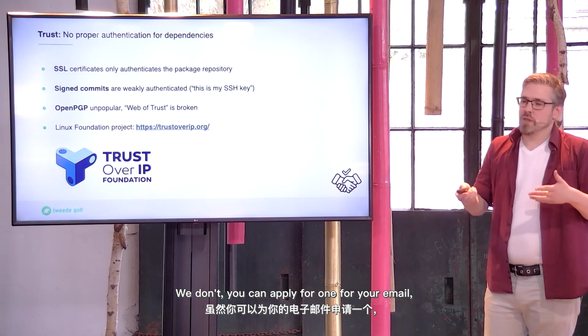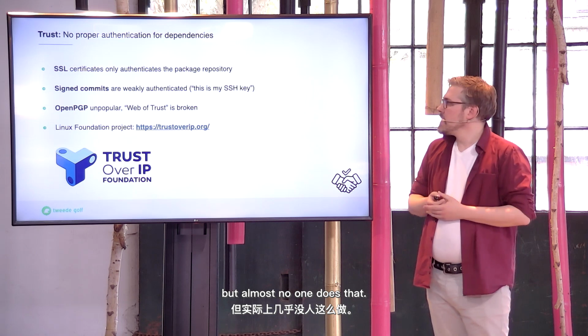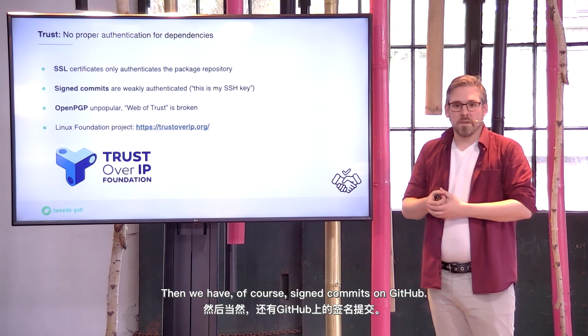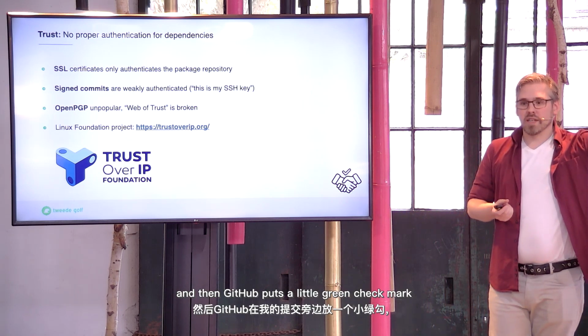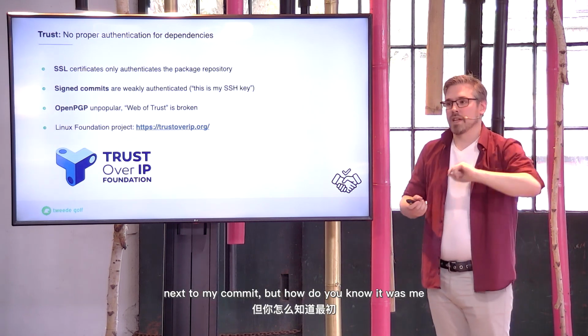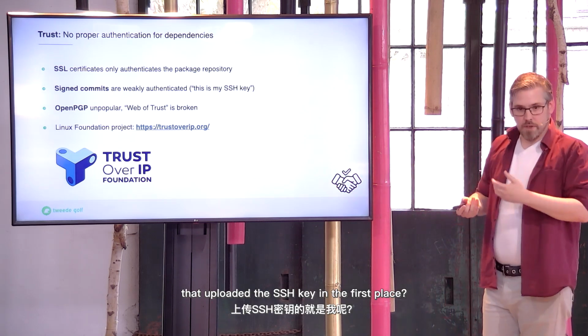You can apply for one for your email, but almost no one does that. Then we have, of course, signed commits on GitHub. That means that I upload my SSH key to GitHub, and then GitHub puts a little green check mark next to my commit, but how do you know it was me that uploaded the SSH key in the first place?